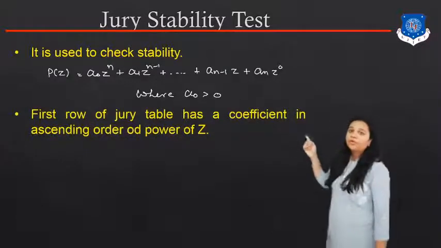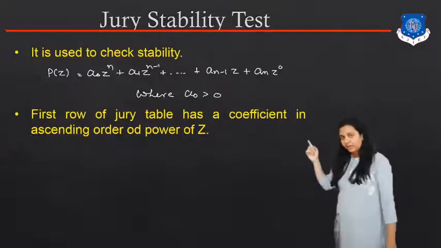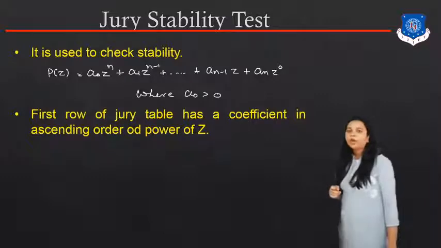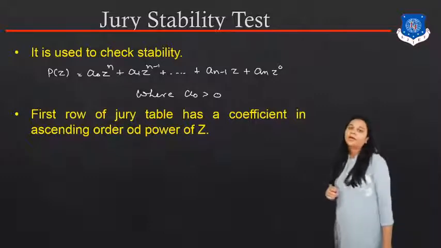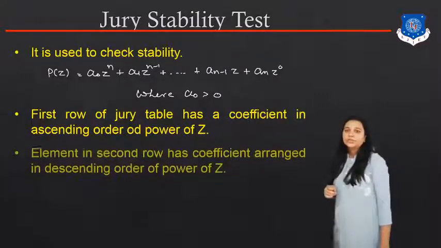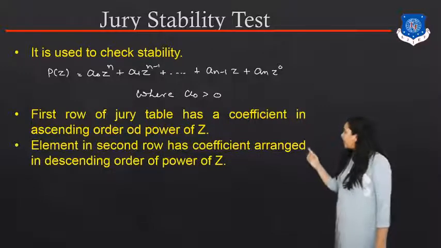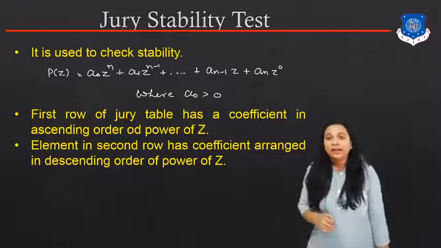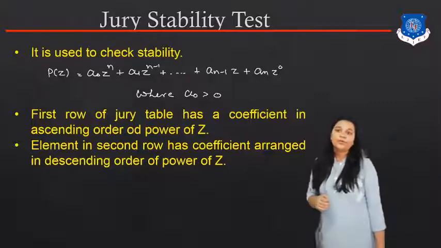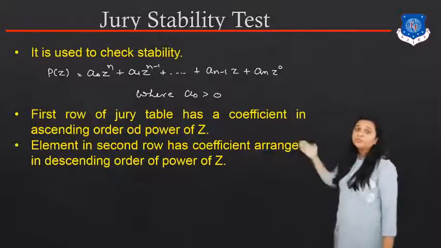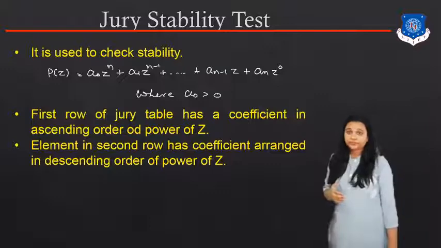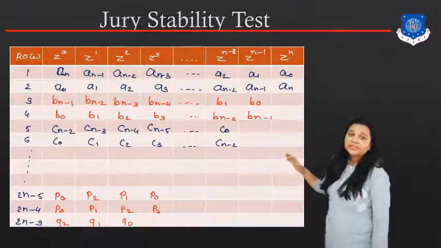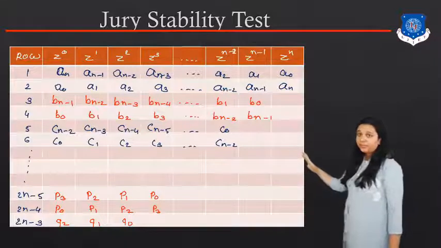The first row of the Jury table has the coefficients in ascending order of the power of z. The elements in the second row have the coefficients arranged in descending order of the power of z. So this is the format of the Jury stability test. Now, how can we arrange the powers of z? This is the table for the Jury stability test.